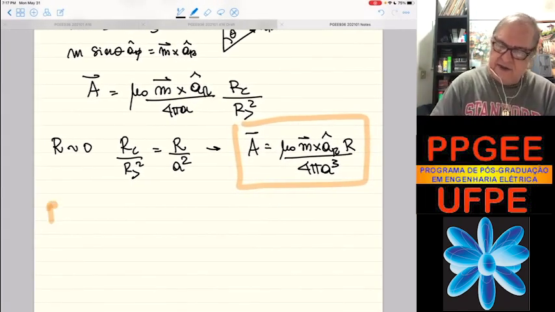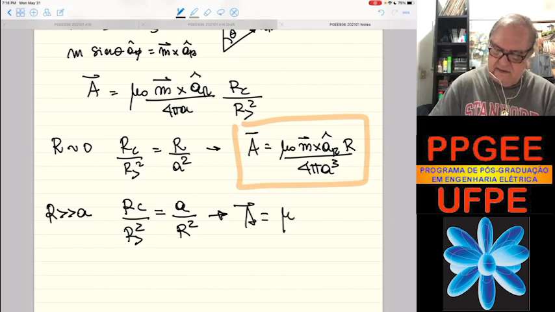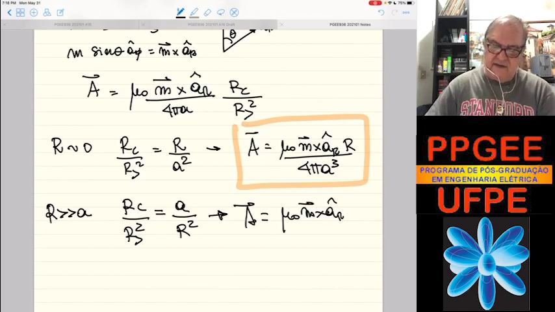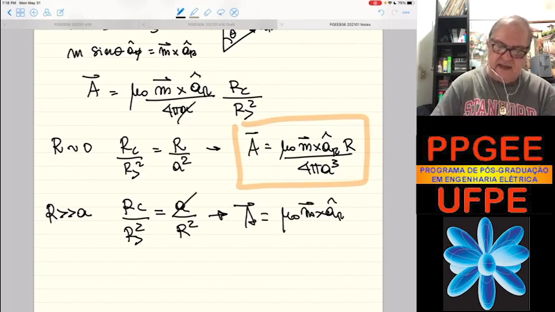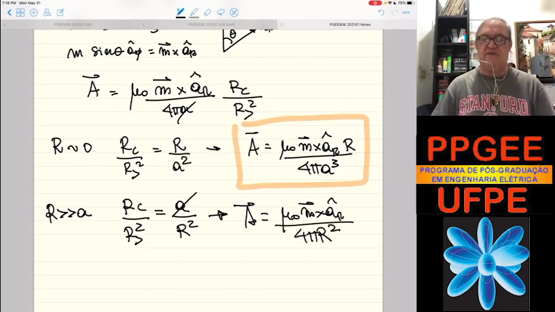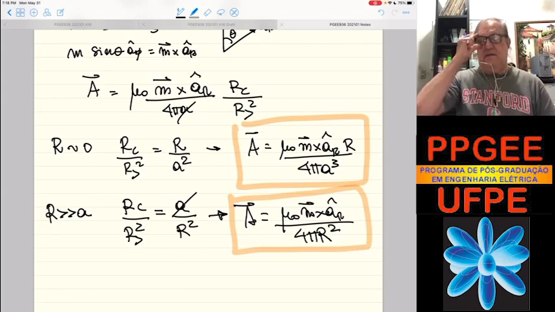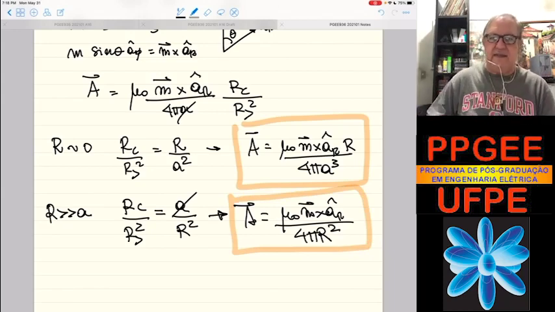For r much larger than a, we have r smaller over r larger square equals a over r square, and the vector potential is going to be, with that a cancelling out, an inverse square law. The asymptotic behavior far away from the loop is 1 over the square of the distance.